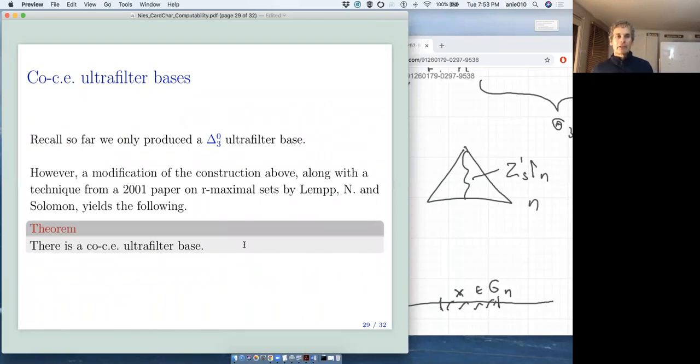A slight modification, well, more than slight, quite a modification of that construction yields a co-CE ultrafilter base, which is quite a bit better than the delta tree one that I constructed so far using R maximal sets. We needed a further ingredient, namely a little known paper on R maximal sets from 20 years ago by Lam, myself, and Reed Solomon. That methodology from that paper helped to make a co-CE ultrafilter base. And I think it can also be done using permitting below a high CE set. And probably the degrees are just the high CE degrees of those ultrafilter bases. But that's maybe better left to somebody's master thesis.